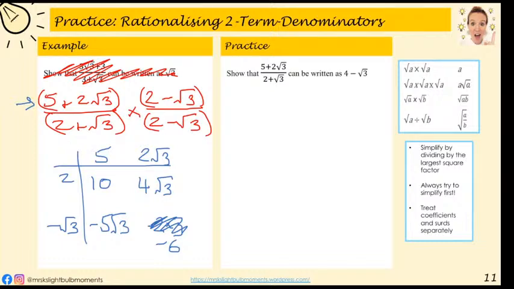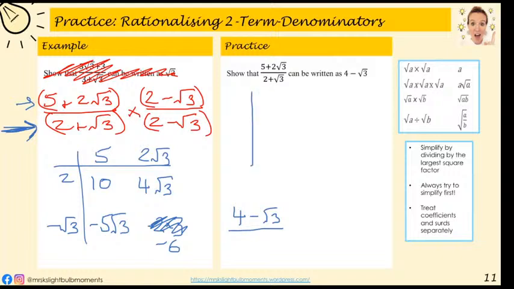Then we can add all these together. I'm just going to write this down here as our denominator. We've got 10 minus 6, which will be 4. 4 root 3 minus 5 root 3. So we've actually got a minus 1 root 3. Okay, so I've done my numerator there, the top part of my fraction. Now let's do the bottom part. So now I'm doing this 2 plus root 3 times 2 minus root 3.